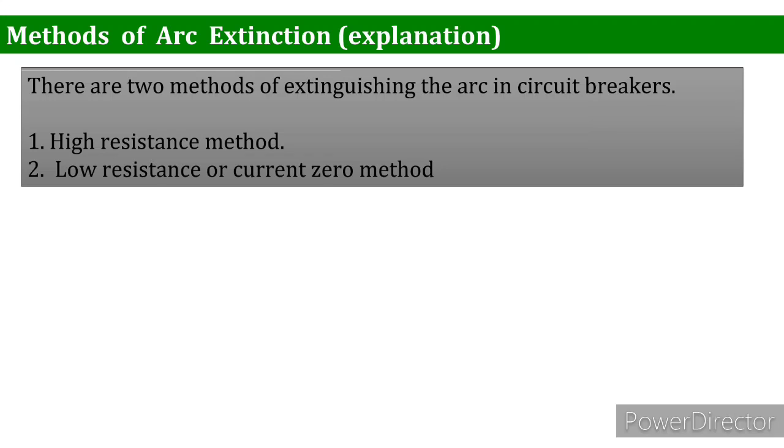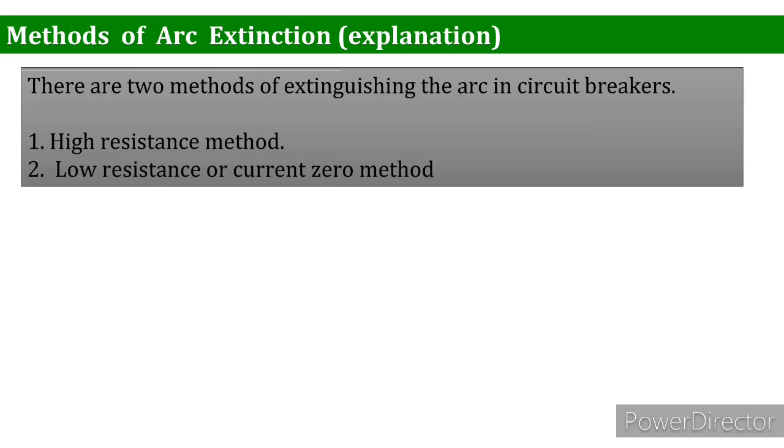The basic disadvantage of this high resistance method is that enormous energy is dissipated in the arc. Therefore, it is employed only in DC circuit breakers and in low capacity AC circuit breakers. As you know, that energy is created in the form of heat, so it will create a lot of heat, and some of the systems cannot sustain that heat.